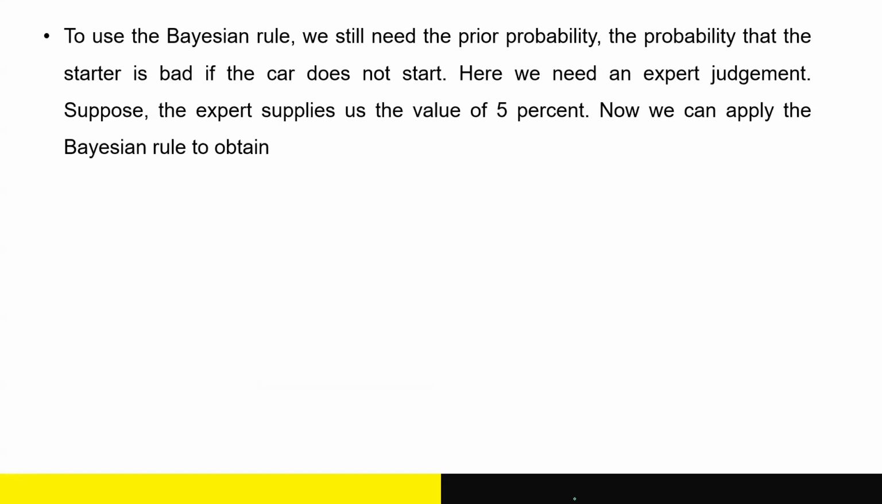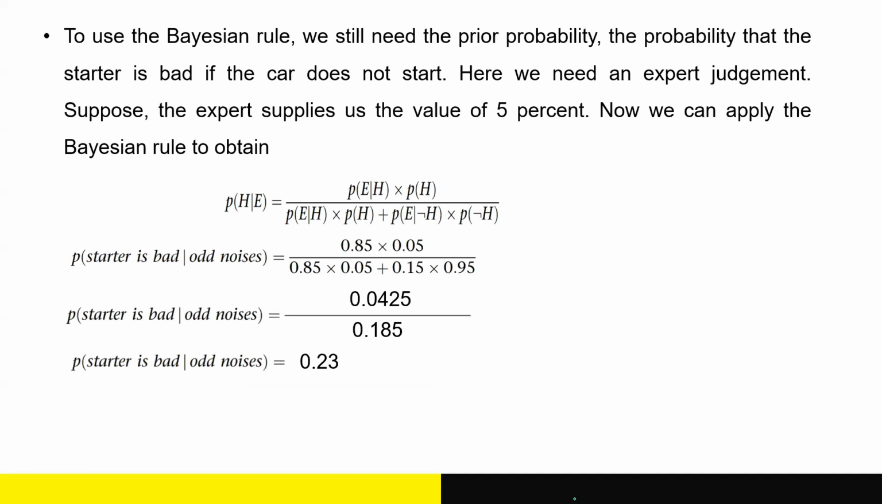So to use the Bayesian rule, we still need the prior probability. The probability that the starter is bad if the car does not start, here we need an expert judgment. Suppose the expert supplies us the value of 5%. Now we can apply the Bayesian rule to obtain.